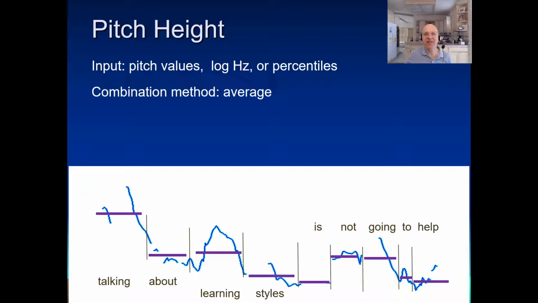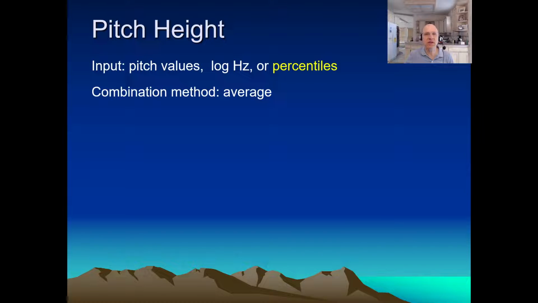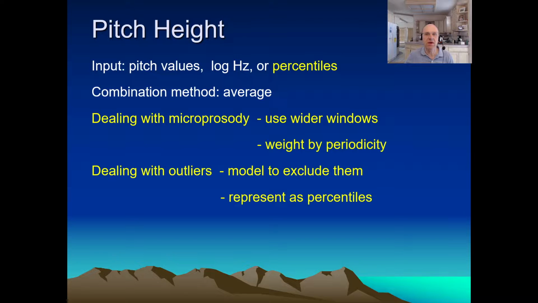So microprosody can mess things up, especially for words of one syllable. There's lots of excursions, which as we see, have no real perceptual significance. To reduce this effect, we can use features with wider time spans. After over a half a second or a second or so, microprosodic effects mostly just get washed out. Outliers are another common issue. For these, we can represent pitch in terms of percentiles. That gives us more robustness in our averages. And there are other techniques we can use listed here.